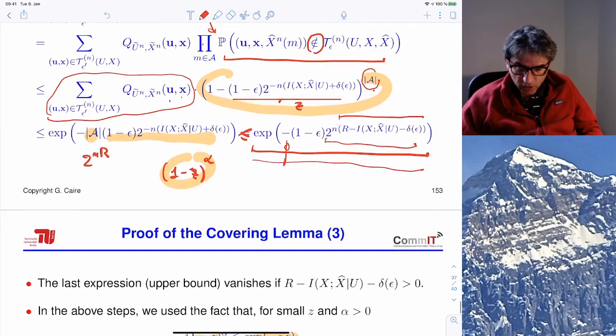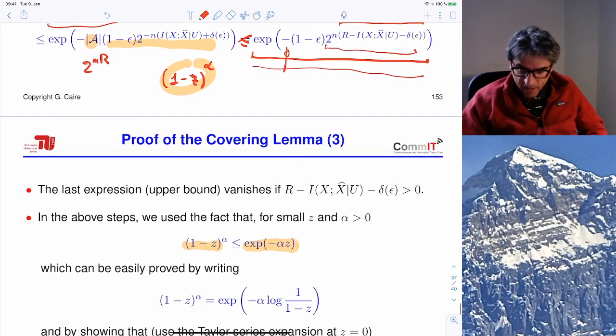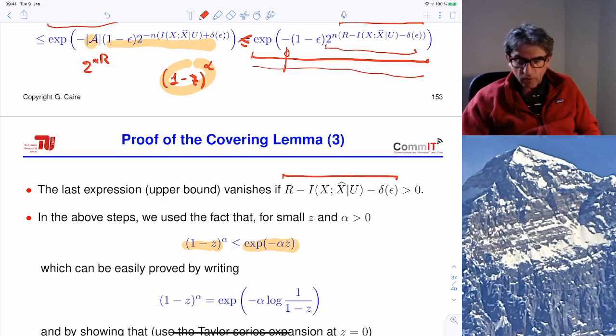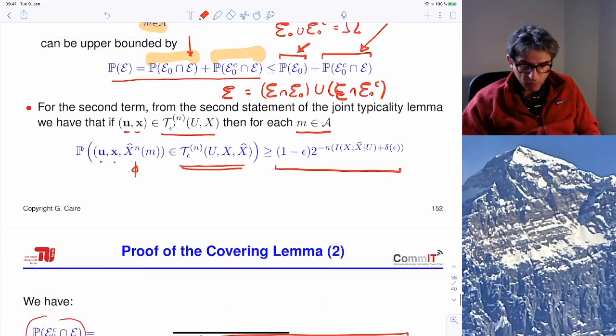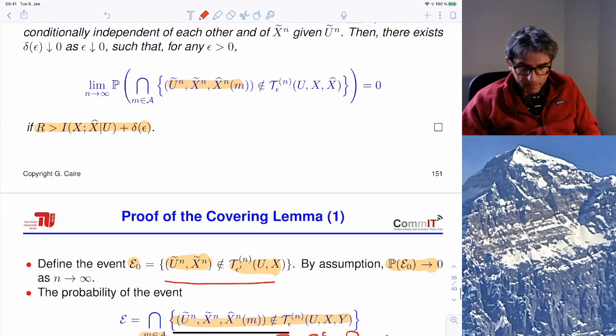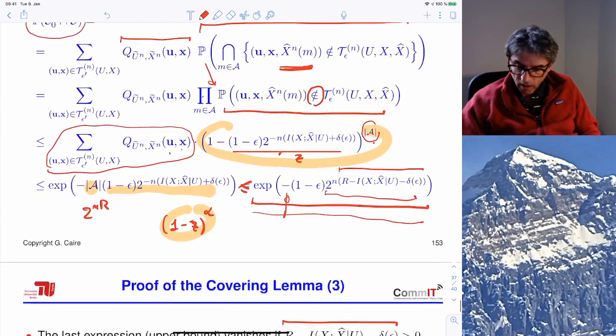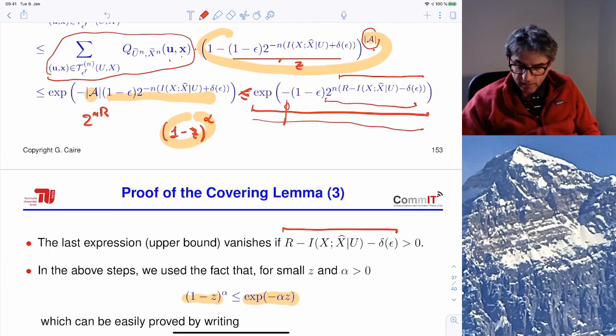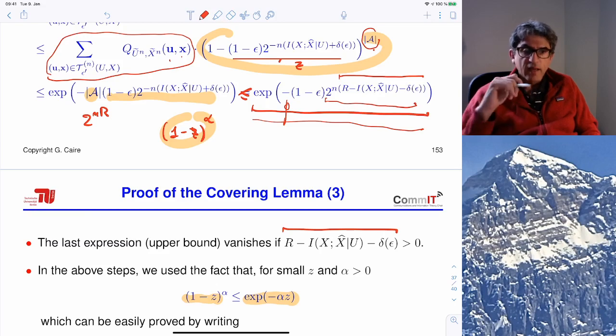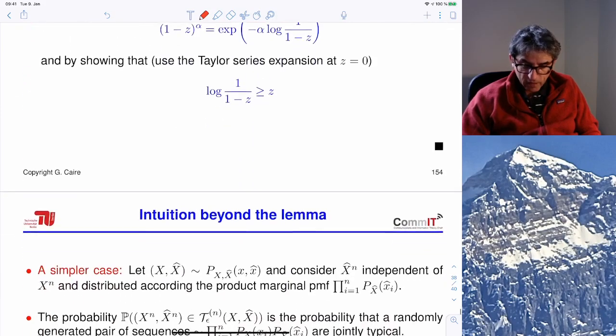So the last expression vanishes if the exponent inside the inner exponential is positive, so we have this condition, and this is exactly what we want to prove, because in this way we have proven that the probability that we want to show goes to 0 does go to 0 as long as R is greater than the mutual information of x and x hat given u plus a vanishing quantity delta of epsilon, okay?